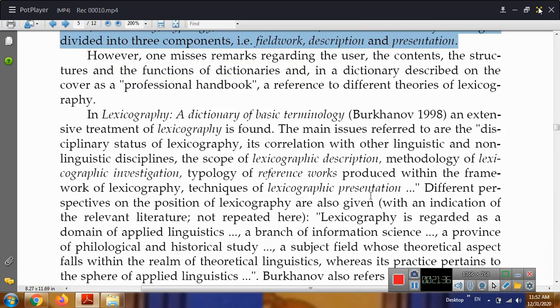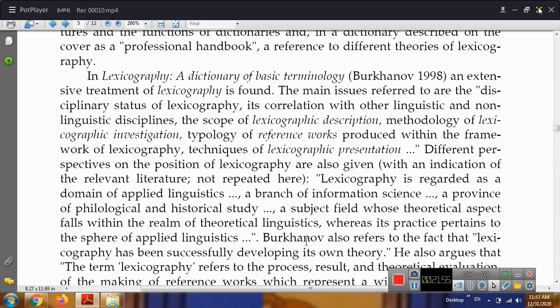However, one misses remarks regarding the user, the contents, the structures and the functions of the dictionaries. In a dictionary described on the cover as a professional handbook or reference to different series of lexicography, a dictionary of basic terminology and extensive treatment of lexicography is found. The main issues referred to are the disciplinary status of lexicography, its correlation with other linguistic and non-linguistic disciplines, the scope of lexicographic description, the methodology of lexicographic investigation, the typology of reference works produced within the framework of lexicography, and techniques of lexicographic representation.